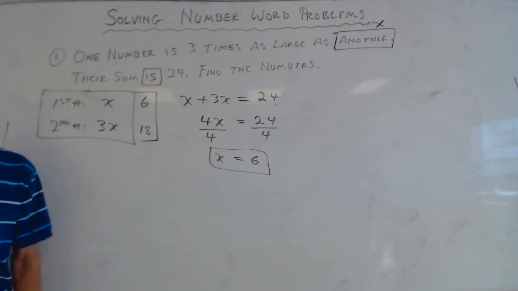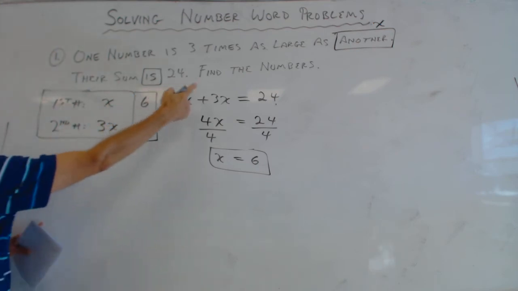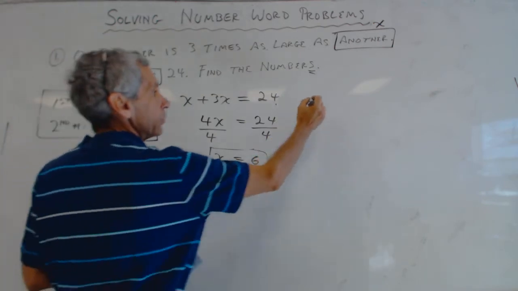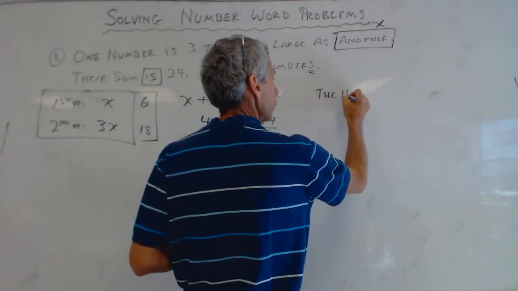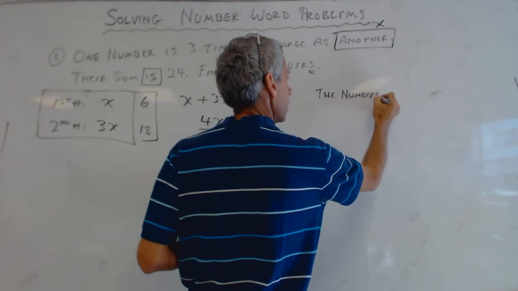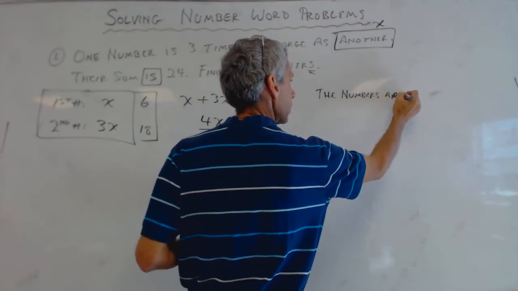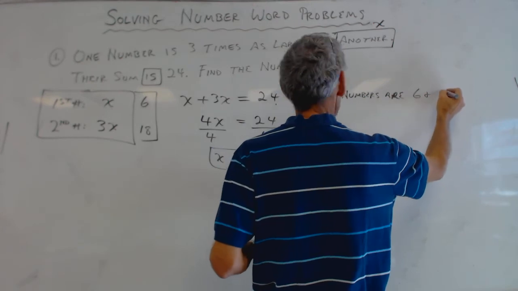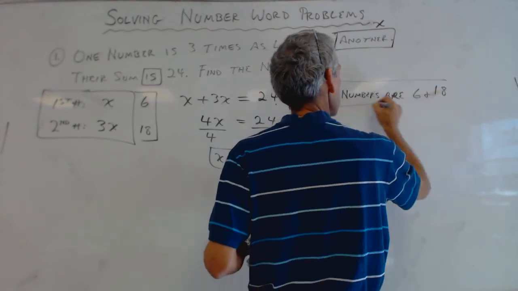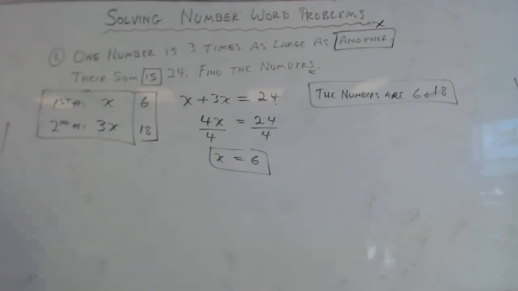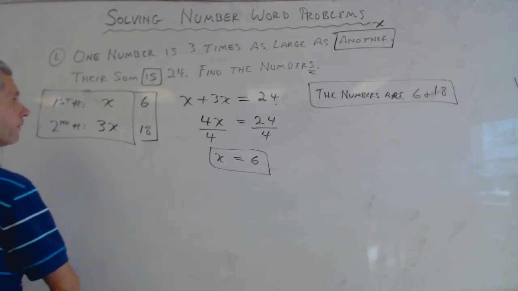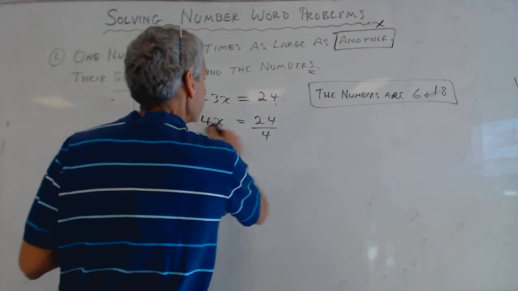But since it's a word problem, I have to write it in words, right? And it says find the numbers. So I would just say the numbers are 6 and 18, right? Make sense? It's not too earth-shattering, right? It's not too hard, right? Can I erase? Yes. Everybody's okay with that? Okay, we're going to do one more just to practice.